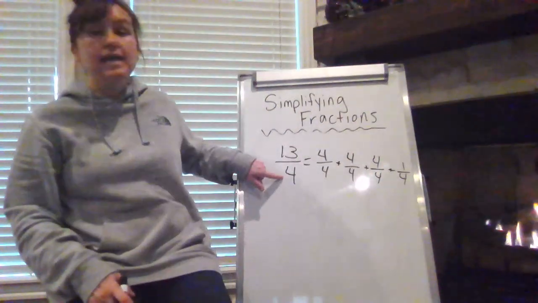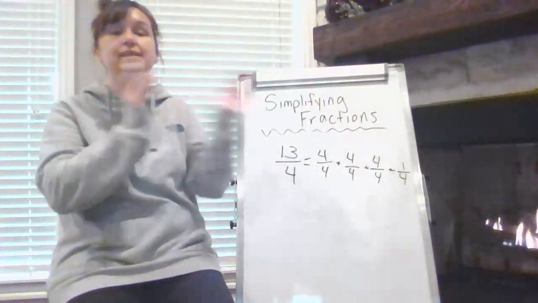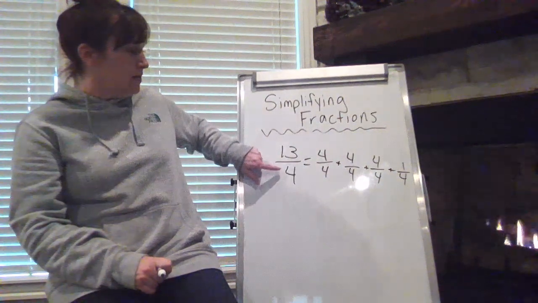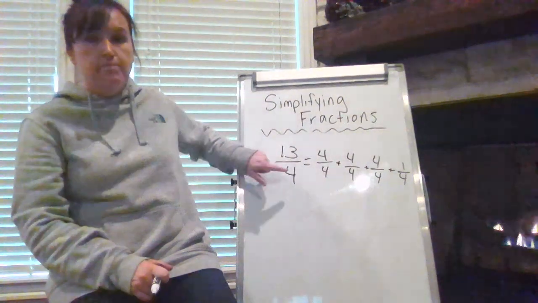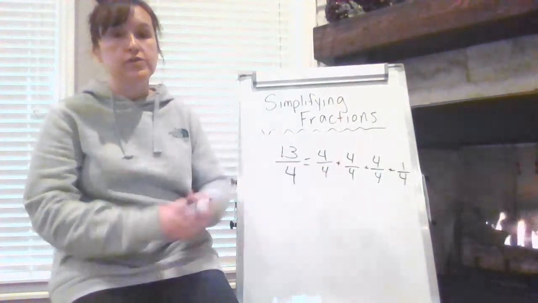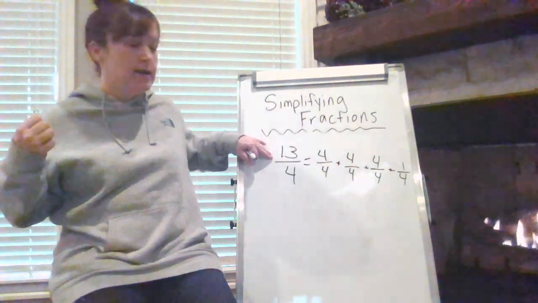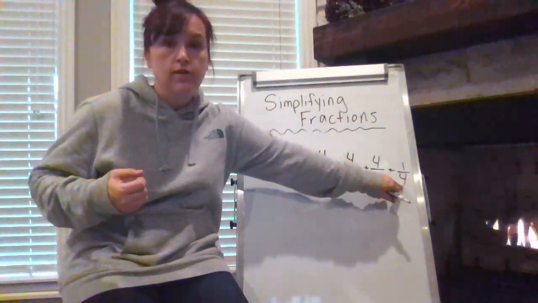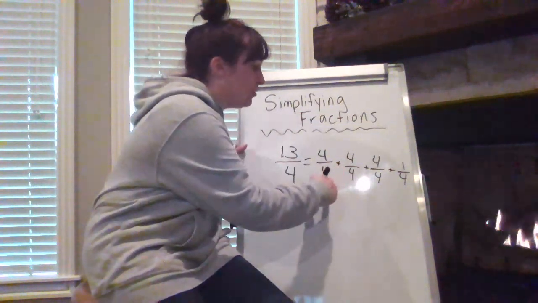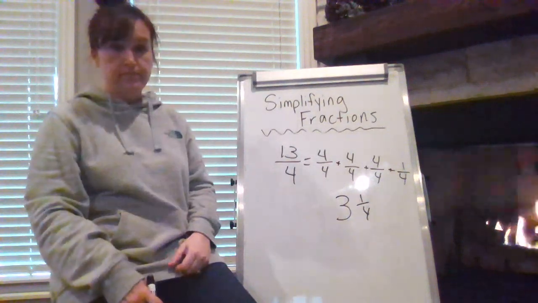Okay, so I'm going to take away the whole numbers one at a time that share my denominator. So 4/4, 4/4, and 4/4 can come out of this number, can be subtracted out of this number, and I'm left with 1/4. So what is this the same as? It's the same as 3 whole numbers, 3 and 1/4.